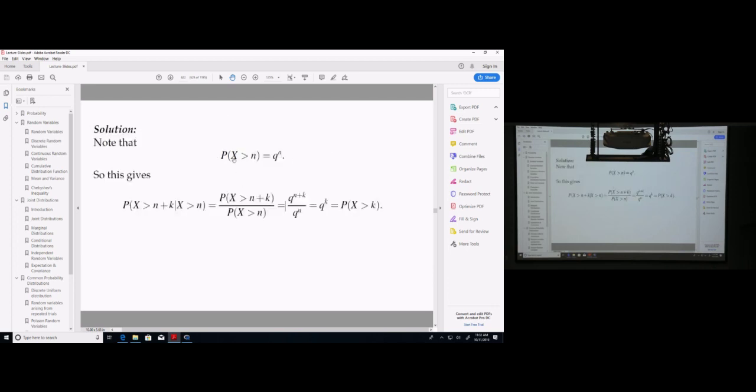Okay, we remember that this is q to the power n. And so as a result, this is the unconditional probability, and I change my n here to n plus k. And this is q to the power n, so this is q to the power k. And this is this. So the calculation, the proof, is very simple.